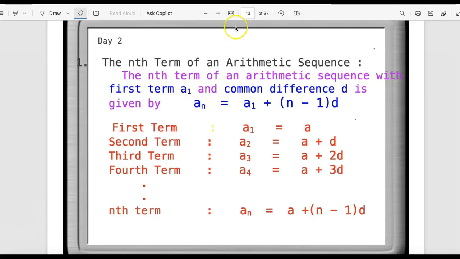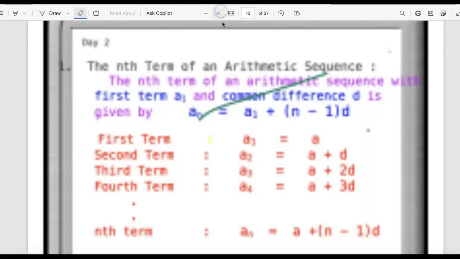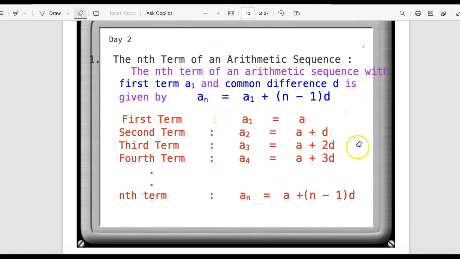So in this session we will learn how to find the nth term of an arithmetic sequence. In the previous session we learned how to find the first 3, first 4, first 5 terms, but in this one, instead of finding the first few terms, we will find the generalized term, the specified term. For example, let's find the 20th term of this arithmetic sequence, or the 50th term.